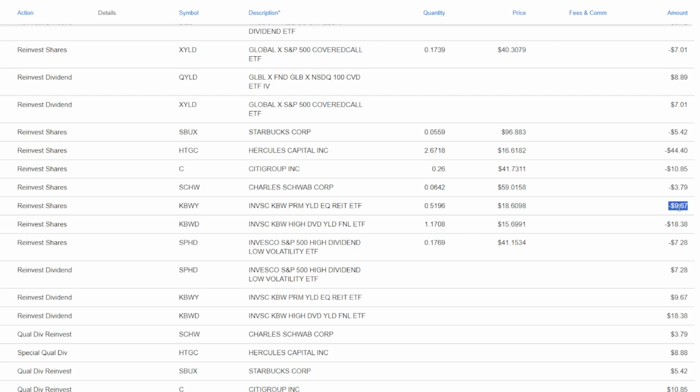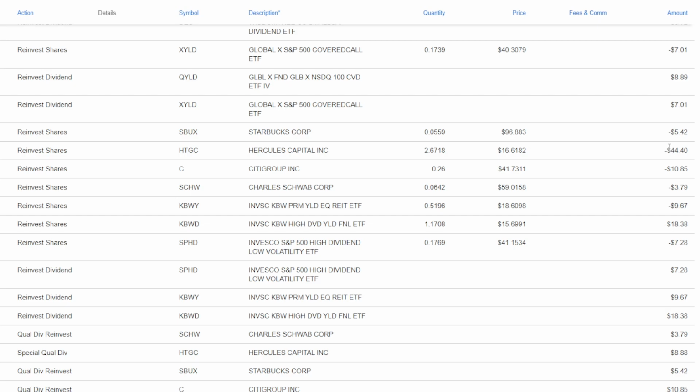KBWY also pays monthly. They paid $9.67. Reinvest for 0.51. Not bad for a monthly payer. Charles Schwab paid a dividend too, $3.79. Nothing crazy. 0.06 shares reinvested. Citigroup also paid a pretty decent dividend. $10.85 I got from them. Equivalent to 0.26 shares reinvested.